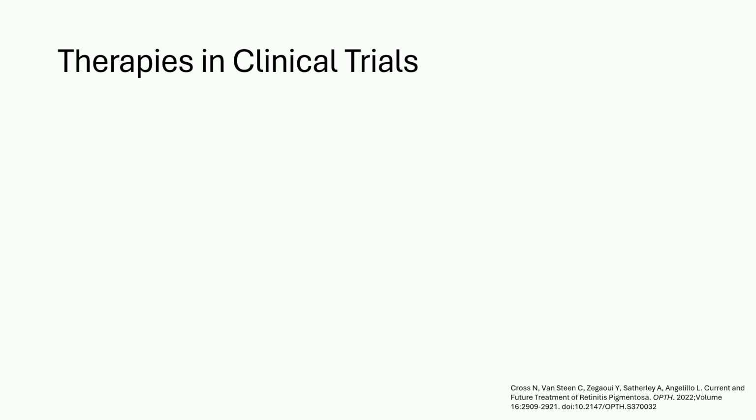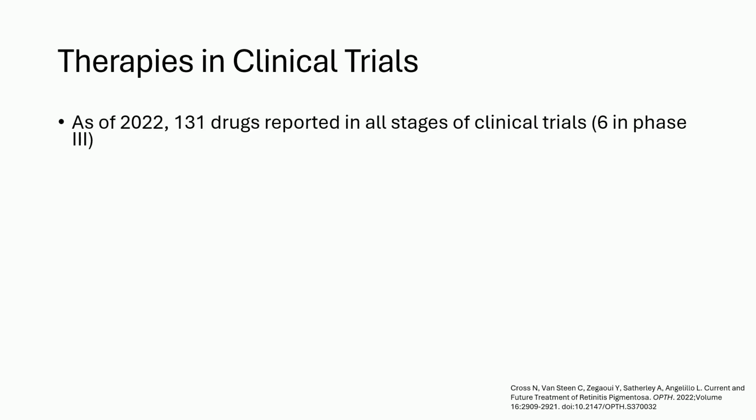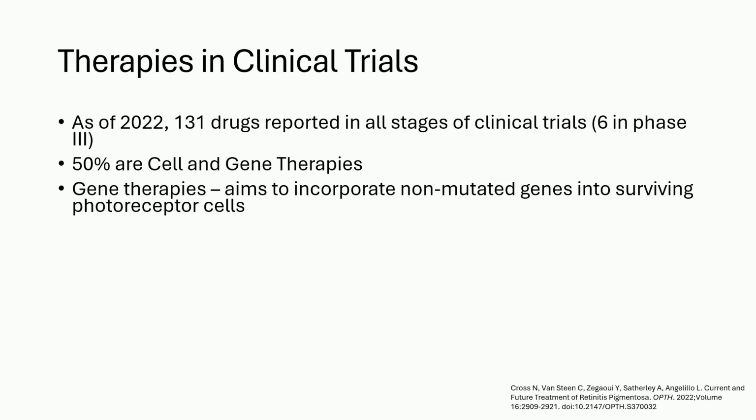So I wanted to review what is going on. What are the general approaches to treating retinitis pigmentosa in terms of innovation? So I read a review article. It reported that there were 131 drugs in all stages of clinical trials back in 2022. 6 of them were in phase 3. And 50% of these therapies were cell and gene therapies.